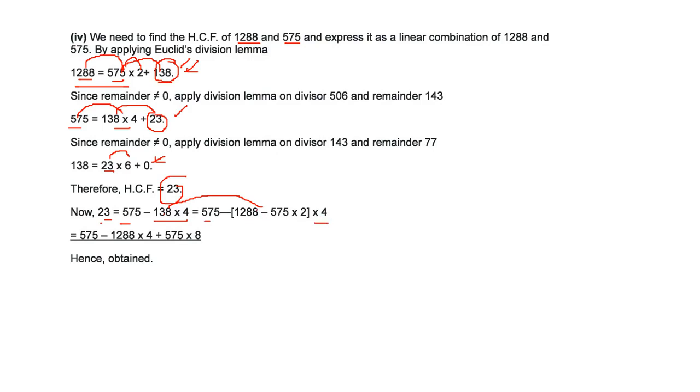575 minus 1288 into 4, minus minus is plus, plus 575 into 8. So this is what we get. One more step can be done: this is 575 into 1 and this is 575 into 8. So we can just write it as 575 into 9 minus 1288 into 4. This is the final form.